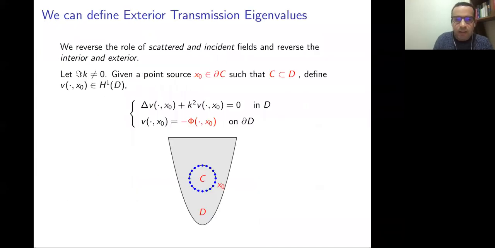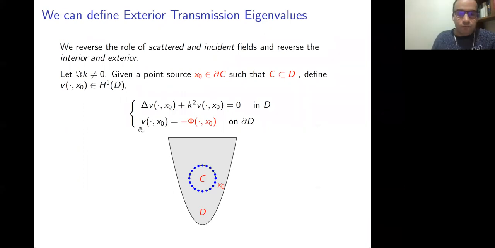As I said, the main objective of the talk today is to say that what we can do for the exterior problem, we can also do by reversing the exterior and the interior. And we should also reverse the notion of scattered and incident fields.